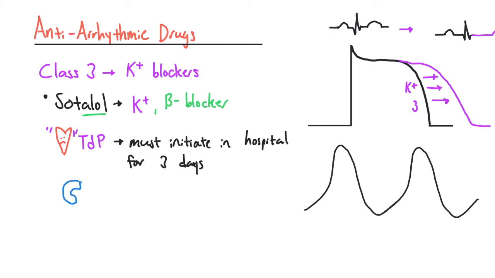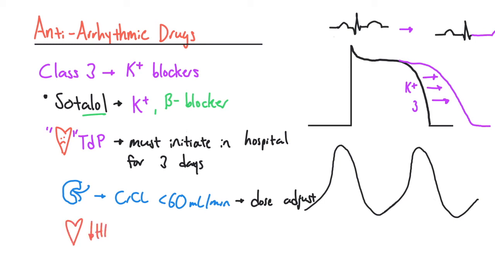Sotalol is cleared by the kidneys, so if our patient does have a creatinine clearance less than 60 mL a minute, we are going to dose adjust. As sotalol possesses beta blocking activities, it does also cause a decreased heart rate and may also cause some dizziness, much like our beta blockers. Much like our beta blockers, sotalol also can cause some fatigue.